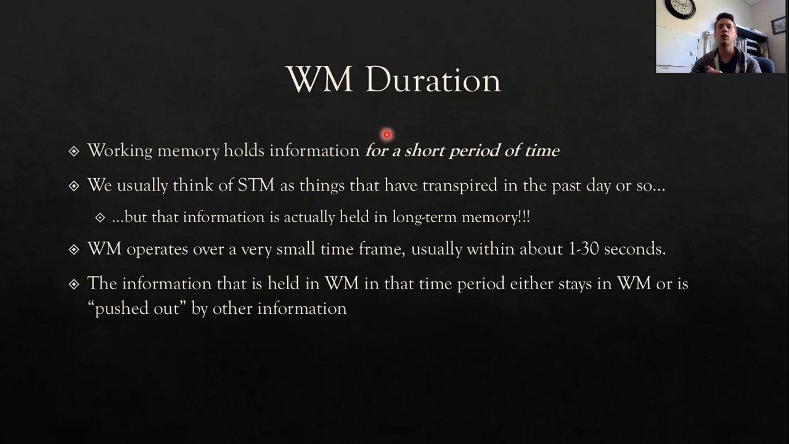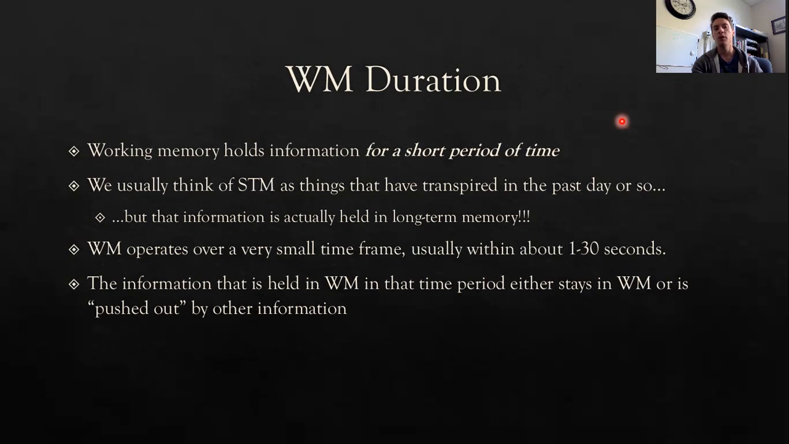Now, as I mentioned, working memory holds information for only a short period of time. Usually, when you see the term short-term memory, you think of things that have transpired in the past day or so, maybe even in the past week, but that information is actually being held in long-term memory. So the storage of that information is no different than the storage of information that might have happened a year ago or 2 years ago. It might be that that information is more sharply defined just because it occurred more recently, but there is no distinction in terms of whether that information versus information from a year ago are being held in different systems. They are not. They are both already stored in long-term memory.